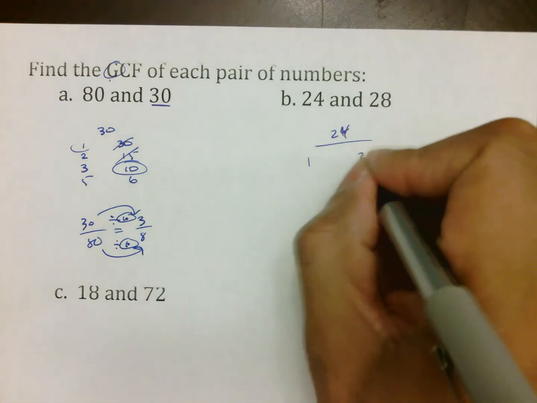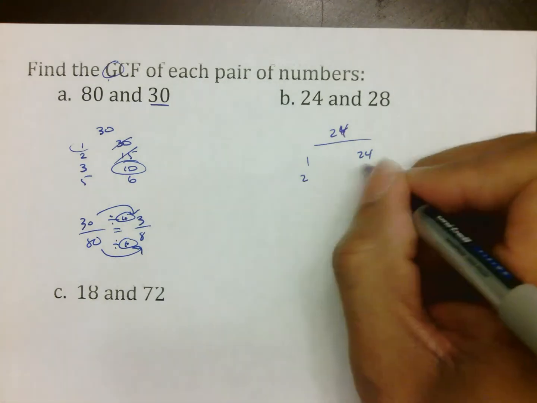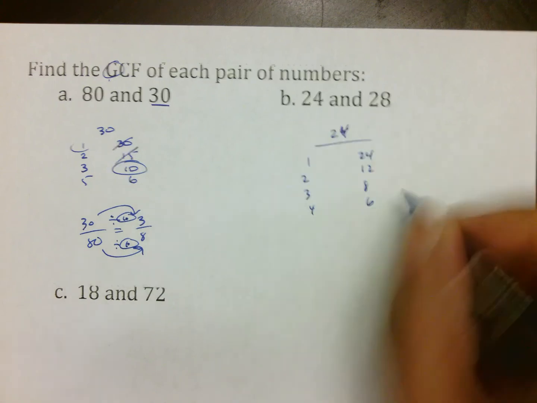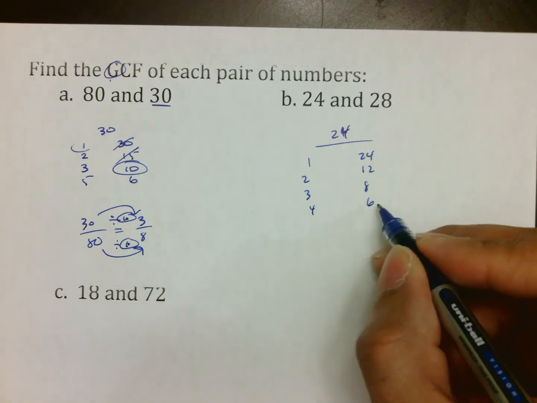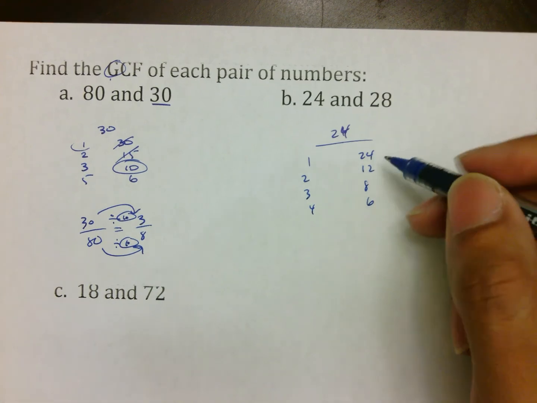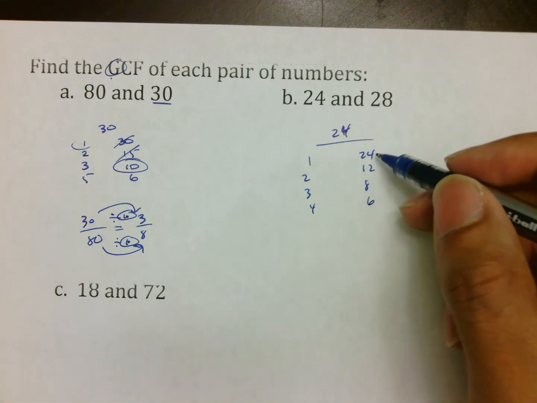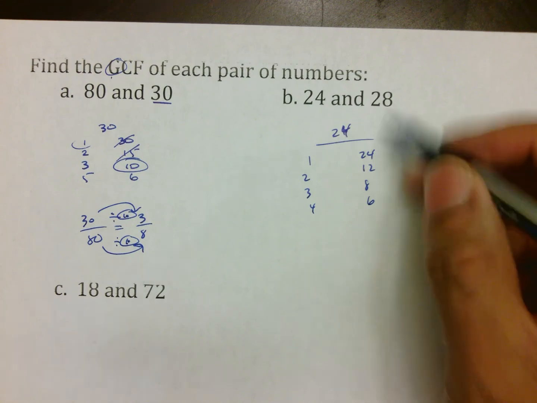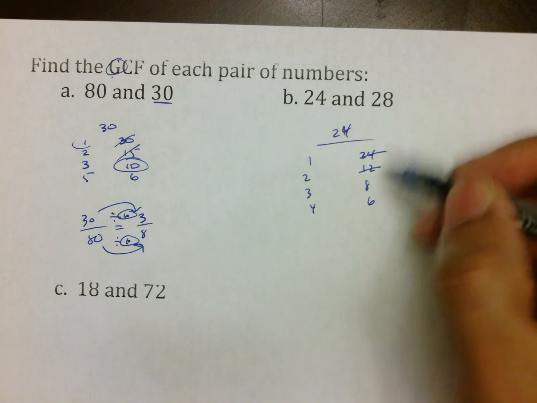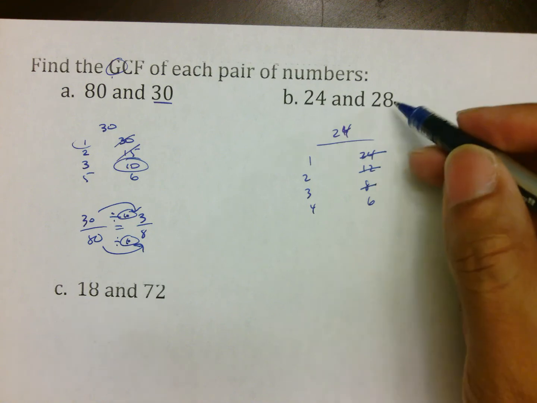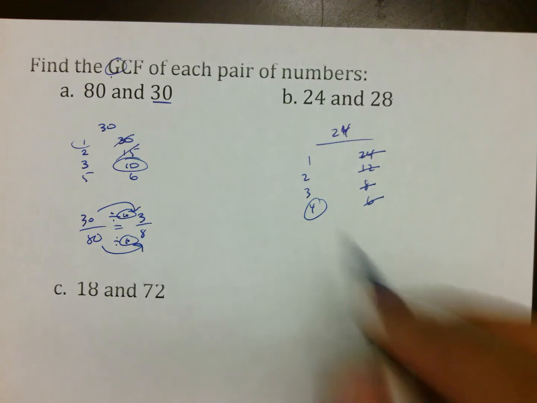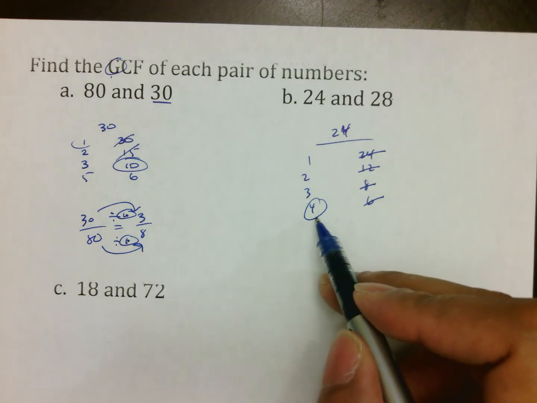24: 1 times 24, 2 times 12, 3 times 8, 4 times 6, 5 doesn't go, 6 is already there. Here is your list. With number sense, I'm not going to use the calculator here, but you can whenever you do your practice, or you can pause it and try to find it on your own. 28 divided by 24 doesn't work. 28 divided by 12 doesn't work. 28 divided by 8, no. 28 does not divide by 6. It does divide by 4. And so my GCF in this case is 4.